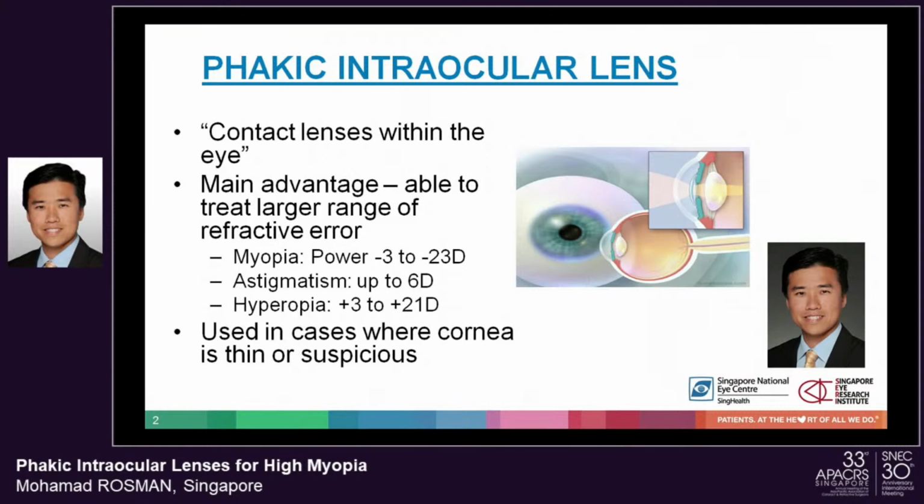So what are phakic intraocular lenses? Essentially, they are contact lenses within the eye. The main advantage of phakic intraocular lenses is that they are able to correct a larger range of refractive error. We can correct for myopia up to -23 diopters, for astigmatism up to 6 diopters, and we can even correct very high hyperopia. Phakic intraocular lenses are usually used in cases where LASIK or surface ablation is not suitable, for example, where the cornea is thin or the cornea is abnormal or suspicious.